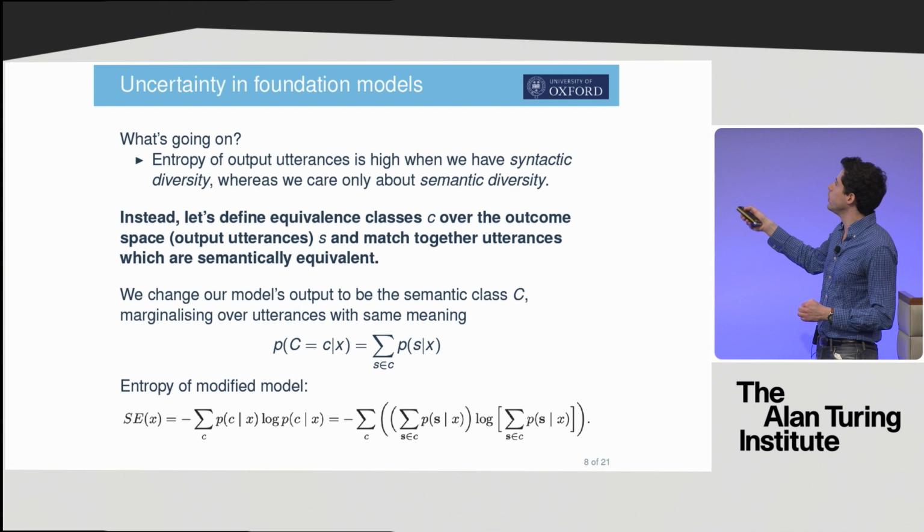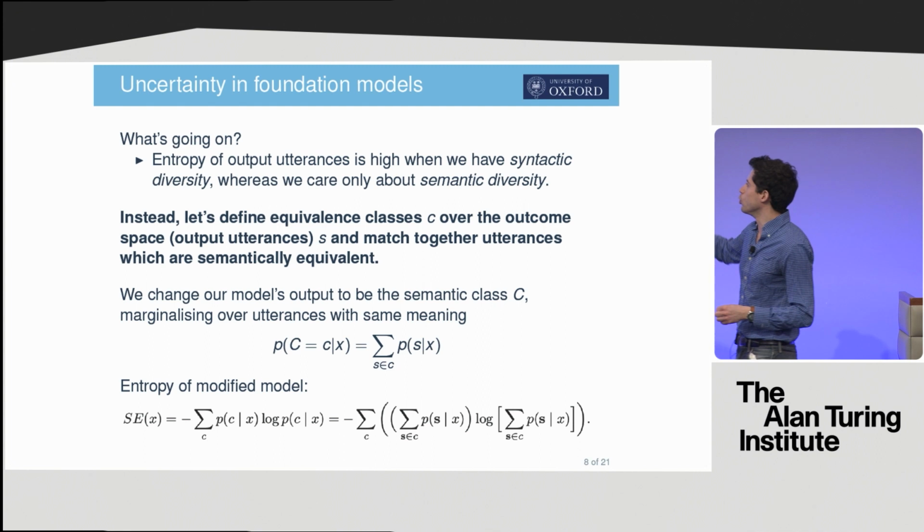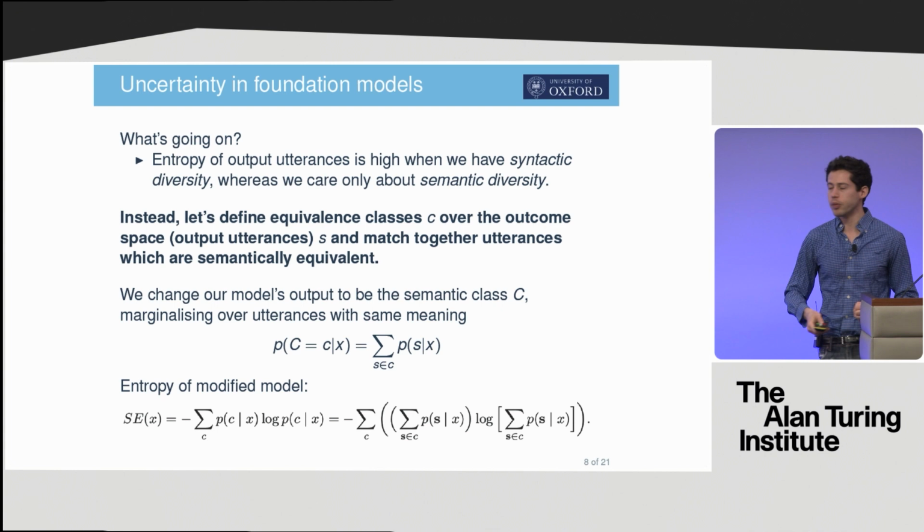So sum over all generated sentences that belong to the same semantic class C. And then we can define the entropy of this modified new model. We can define our entropy to be the entropy with respect to this marginal probability, with respect to the probability over the semantic classes themselves.